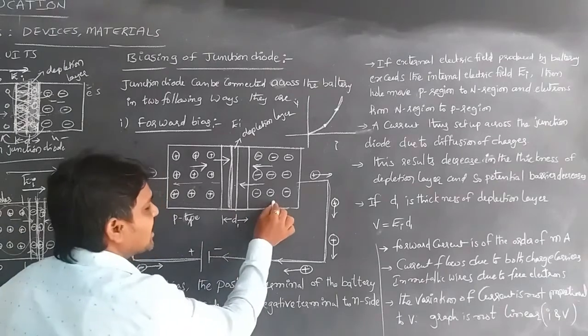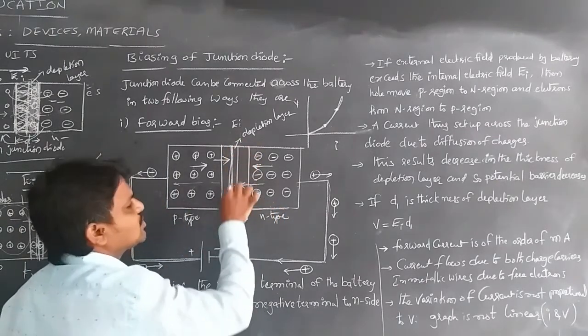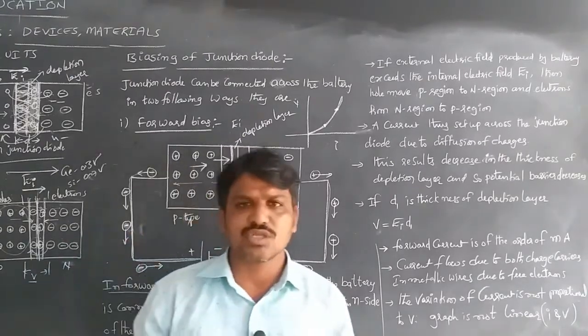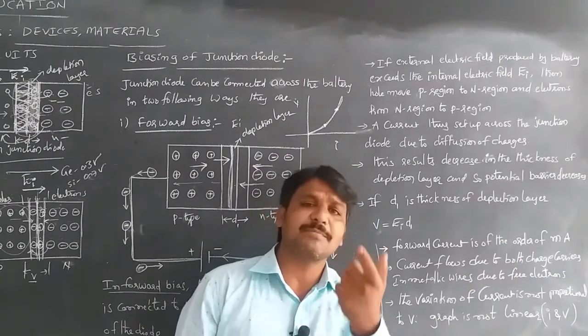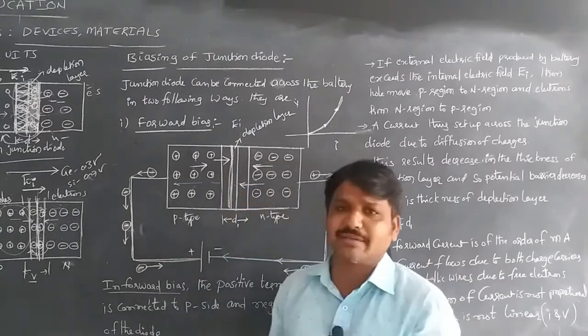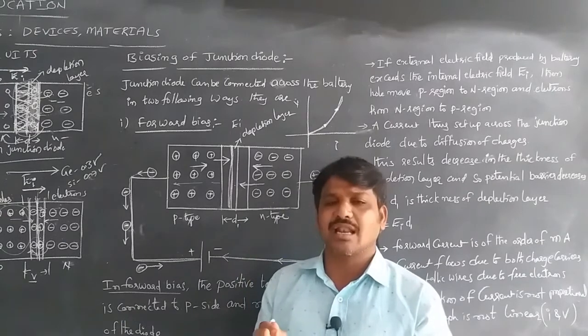As the charge carriers diffuse, the depletion layer width goes on decreasing, and the current flows through the diode more and more. At some point the depletion layer width will decrease totally, so that it behaves as if there is no depletion layer.